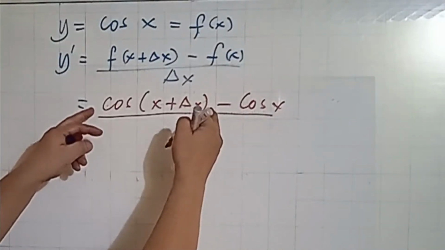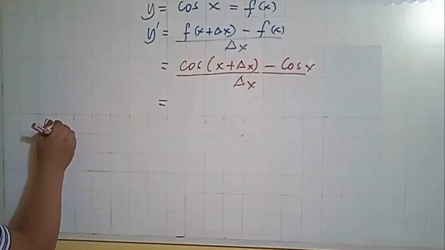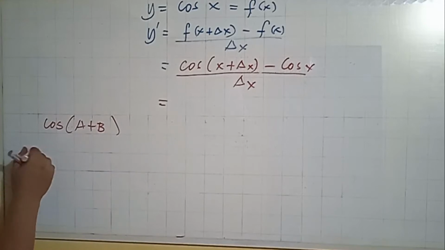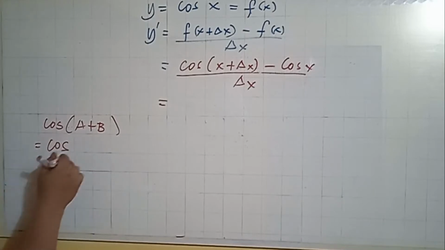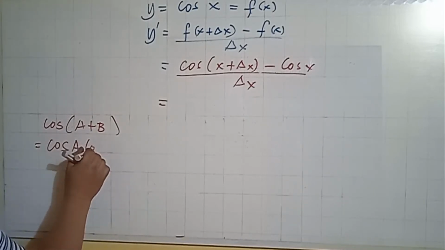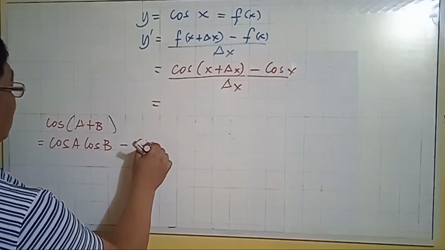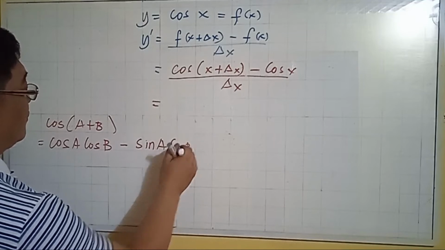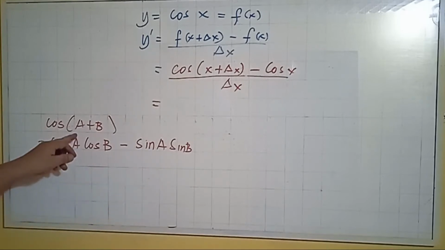So again, another identity. Cosine of x plus delta x, we have cosine of a plus b, it is equal to cosine a cosine b minus sine a sine b. So now let's substitute cosine of x plus delta x. Palitan lang natin yung a as x, b as delta x.